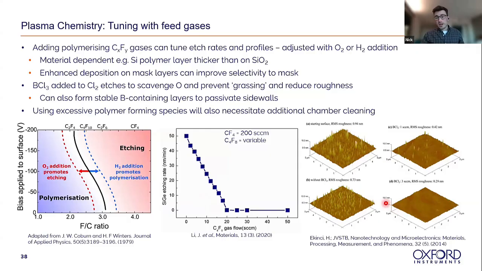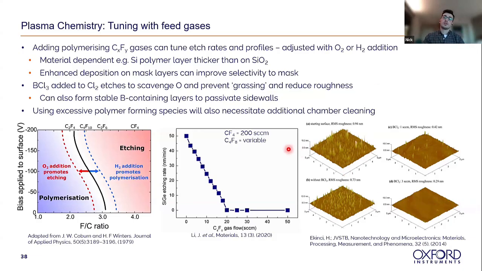This is looking at silicon carbide etching. You can see the starting surface is pretty rough. If you do the etch without the BCl3, you still get quite a lot of roughness in your surface. But if you add even small amounts of BCl3 into your chlorine plasma, you're able to effectively scavenge away oxygen and prevent any silicon oxide forming, which can then lead to micromasking and grassing increasing.